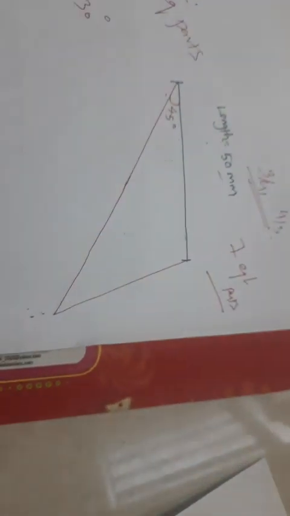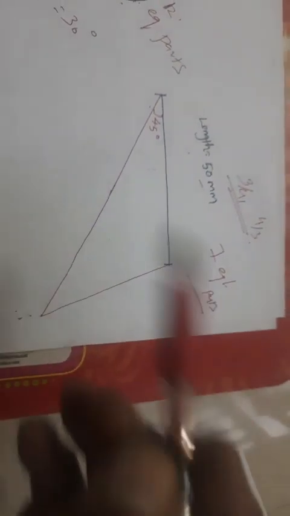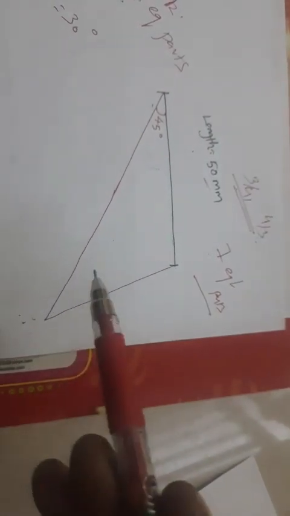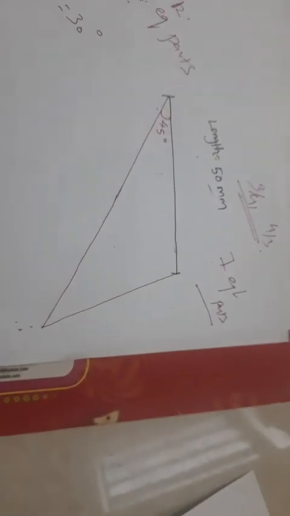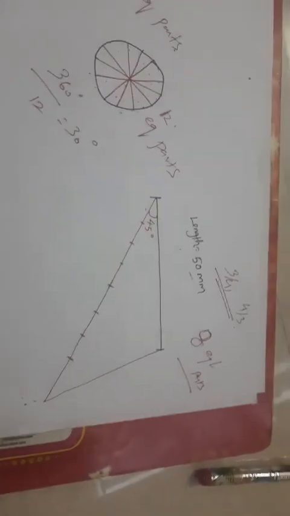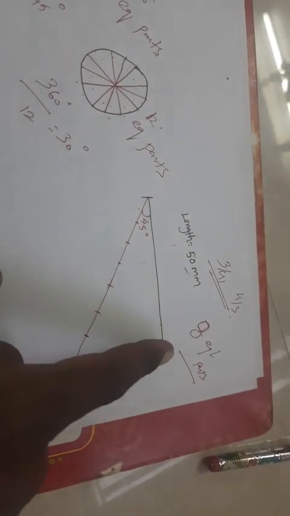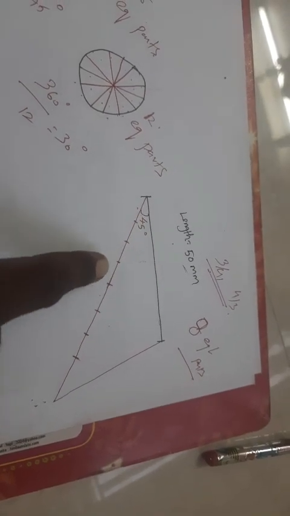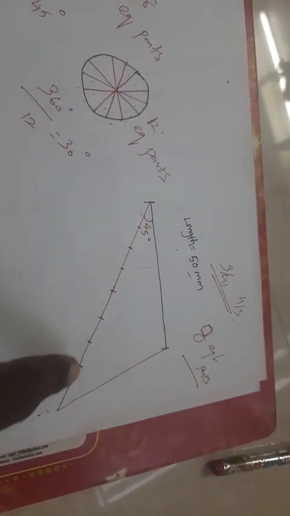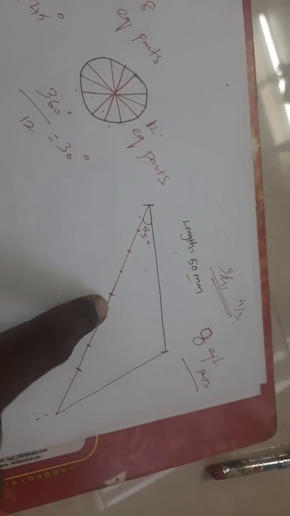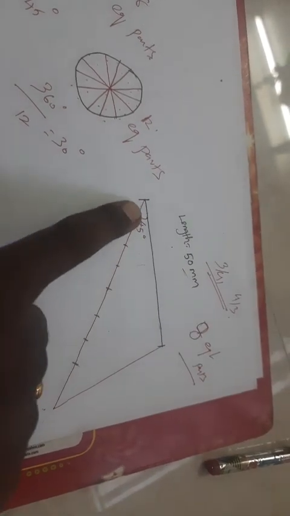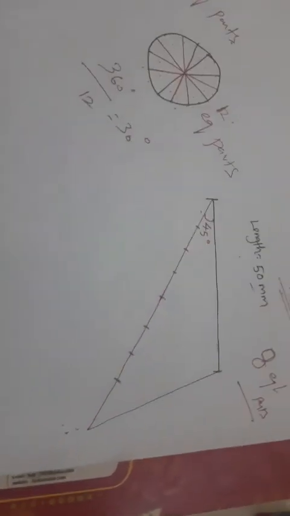Then split this line into 7 equal parts. That is easy because this is a 70 mm line. I am going to split the line into 7 equal parts of 10 mm each, right? Now I am going to split this line into 8 equal parts. Now I draw a line and mark 1, 2, 3, 4, 5, 6, 7, 8. I split this line into 8 equal parts.